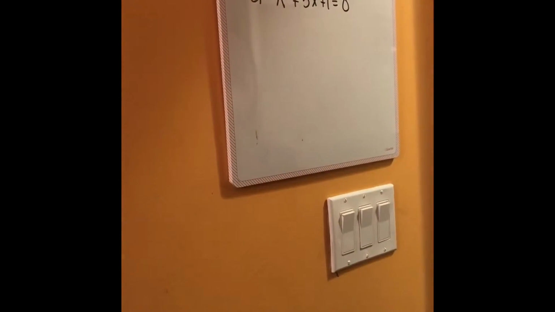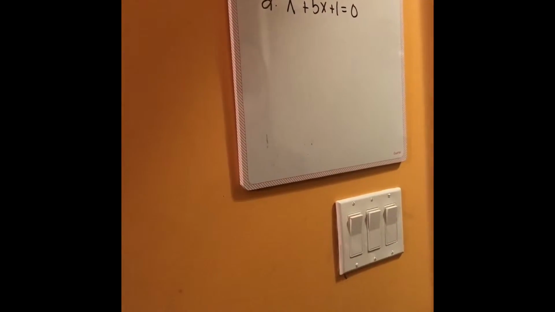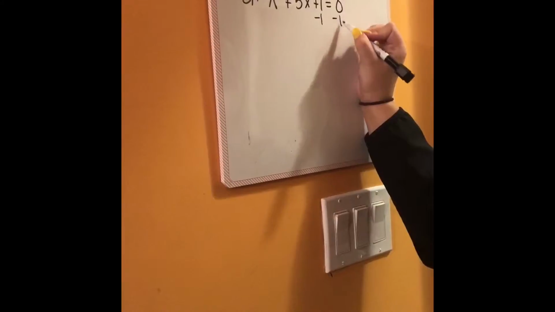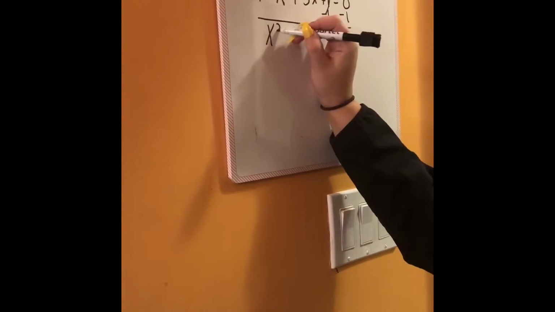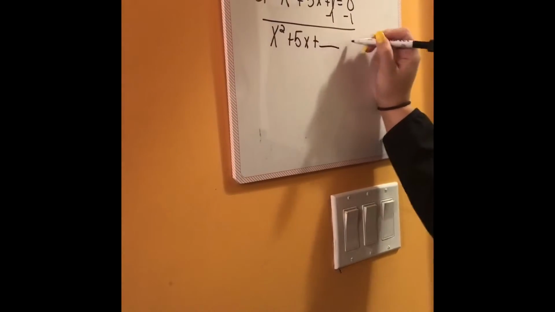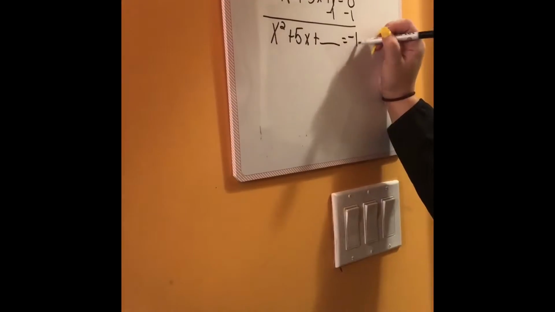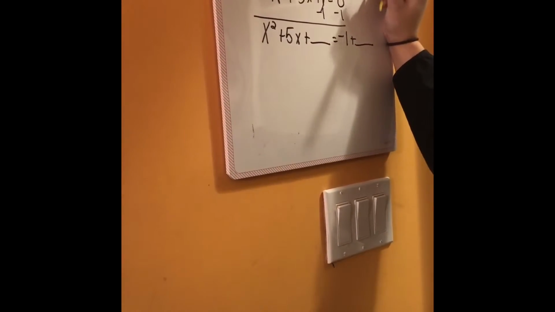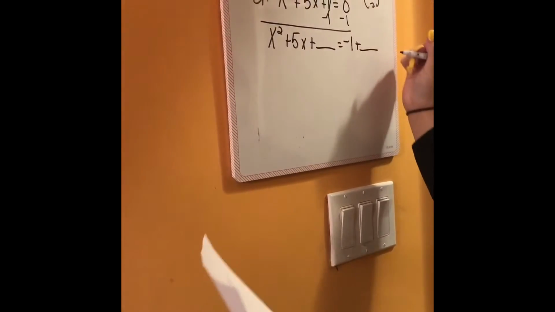Right, so in this equation we have x squared plus 5x plus 1 equals 0. The first step is you're going to subtract 1 from both sides. And then in the next step is x squared plus 5x, and then you're going to do plus a blank. So then on the other side it's going to be negative 1 plus the blank. To find the blank you have to do 5 divided by 2 squared.